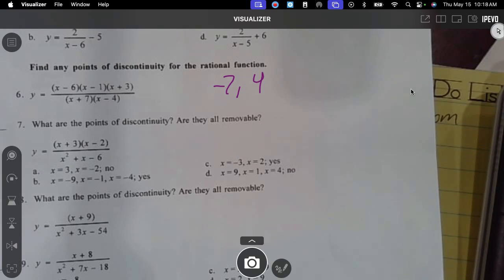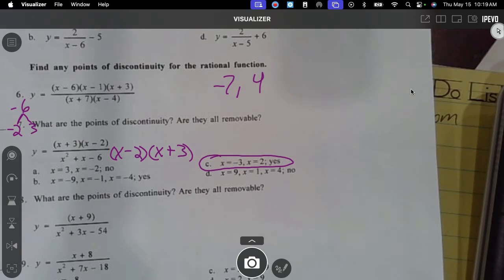Number 7. What are your points of discontinuity? Well, I can't tell until I factor. Did y'all notice that? Just the denominator has to be factored. So you've got x and x. What times what is negative 6? Negative 2 and 3. Does that add up to positive 1? Yes, it does. Negative 2 and a positive 3. So, what are your points of discontinuity? They are 2 and negative 3. That's the two things that x can't be. So, I can already tell it's this answer.